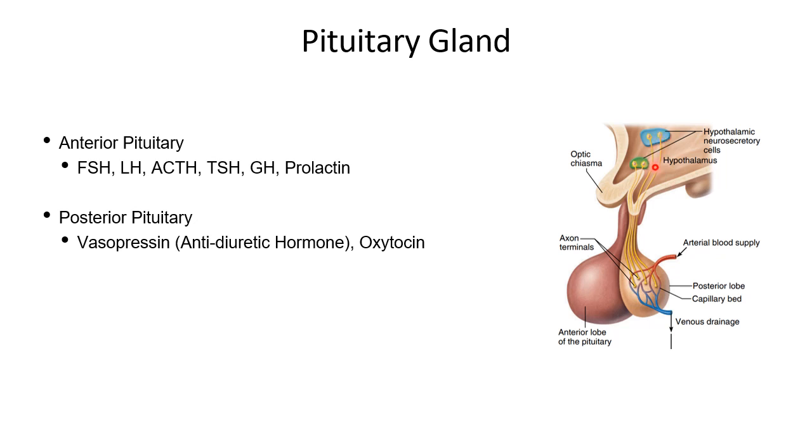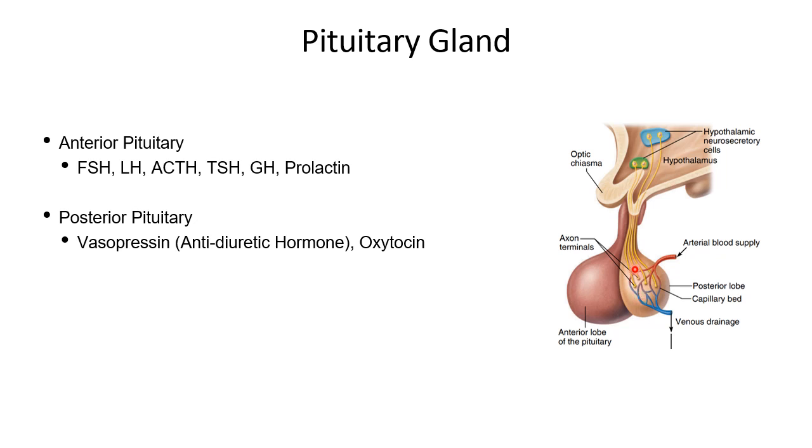Here in the hypothalamus, you will have hypothalamic neurosecretory cells. They are not only neurons, but at the same time, they secrete hormones. The cell bodies or the soma of these neurons are located in the hypothalamus, and the axons and axon terminals are located here in the posterior pituitary gland.